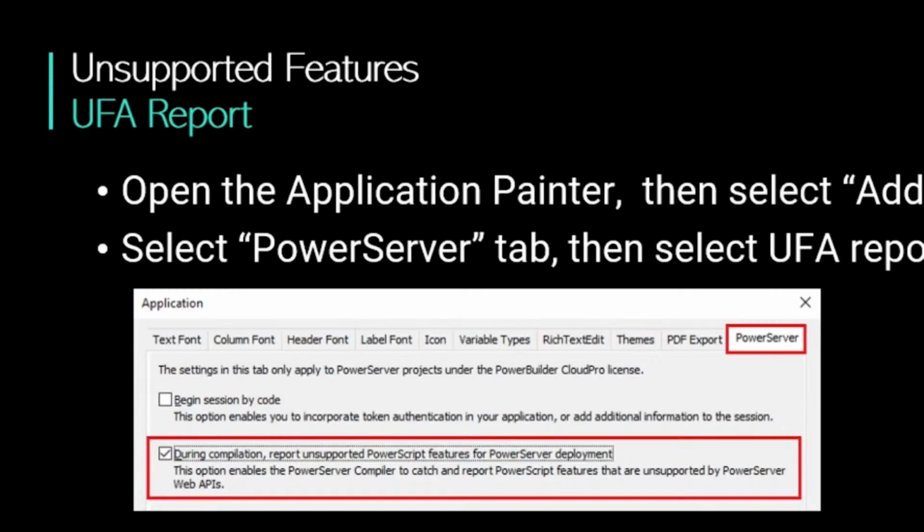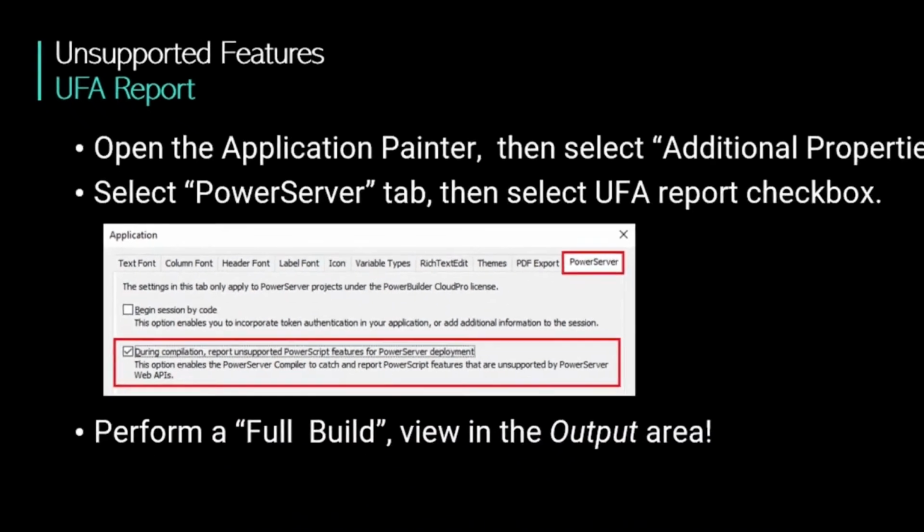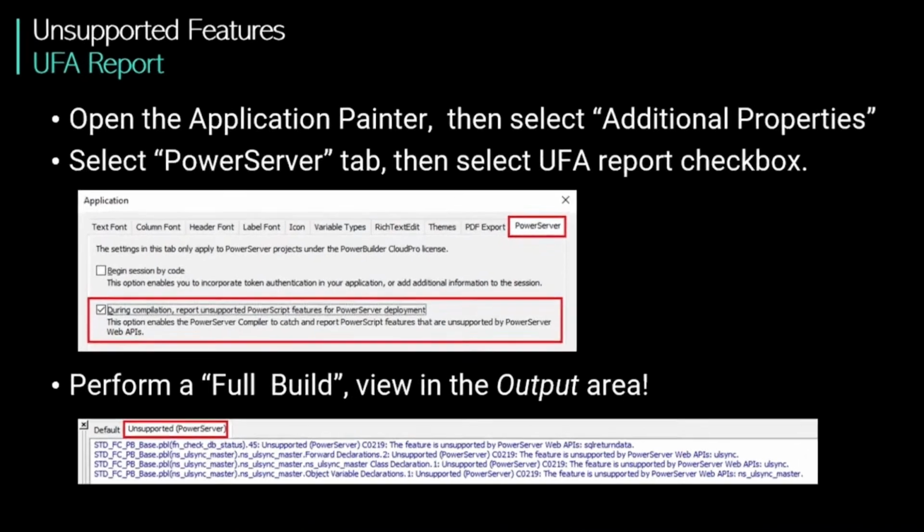But here's a tip. You don't need to go through a deployment or compilation of PowerServer. As soon as this checkbox is set and you save the application object, just perform a full build and you'll see this report in the output area of the IDE. And it looks something like that.